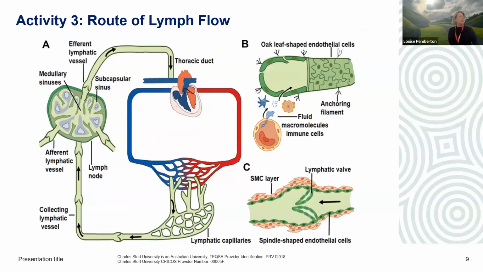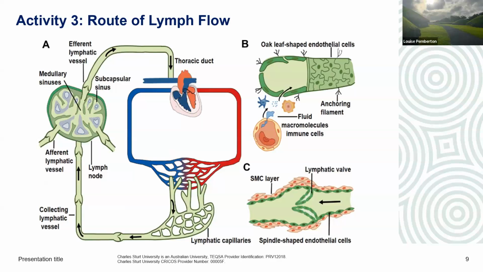Okay, so this diagram here has probably more detail than what we did in this topic. You don't need to remember that they're spindle shaped endothelial cells. Endothelial cells is fine. Lymphatic vessels, they are obviously collecting lymph, but you don't need to be able to name them as collecting lymphatic vessels. We have our afferent, we have the inner sinuses, so the medullary sinuses, the efferent, and then the thoracic duct. And there, that's it.